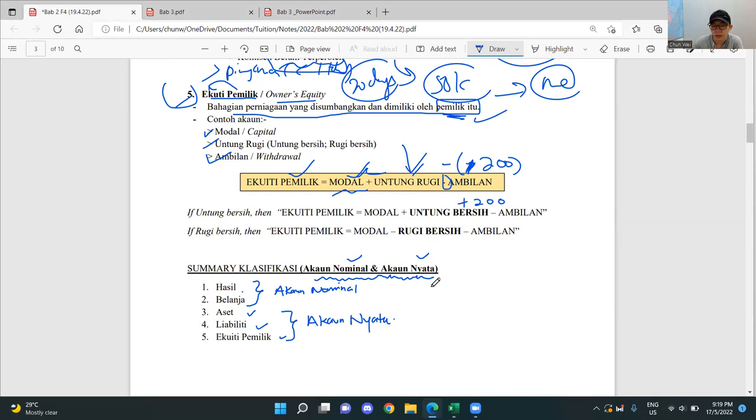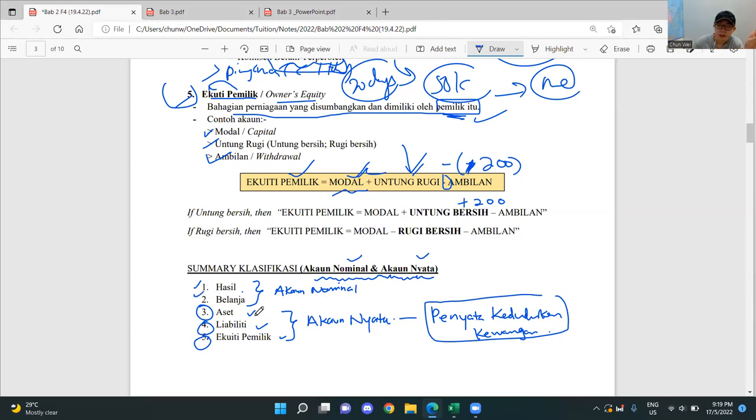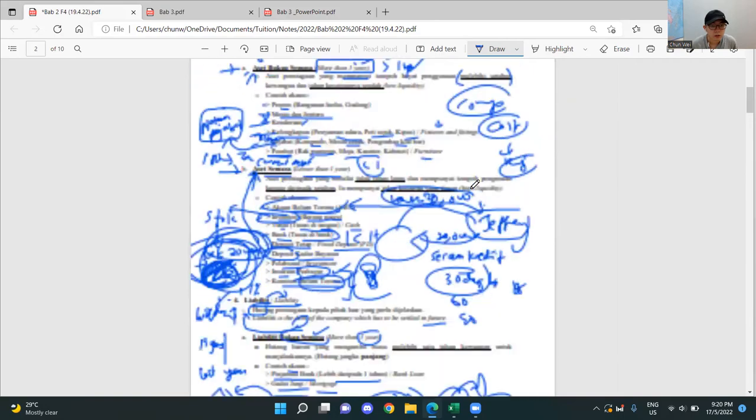Remember just now we did the PKK, the penyata kedudukan kewangan. In this PKK, you only see 3 klasifikasi, which is the asset, the liability, plus equity pemilik. Then what about hasil and belanja? Hasil and belanja are in the other place. Later, we learn about something called account berdagangan dan untung rugi. This is where the hasil and belanja will go, and they are the account nominal. Then these 3, we call the account nyata. So, that's all for this nominal nyata. And I think nothing left.